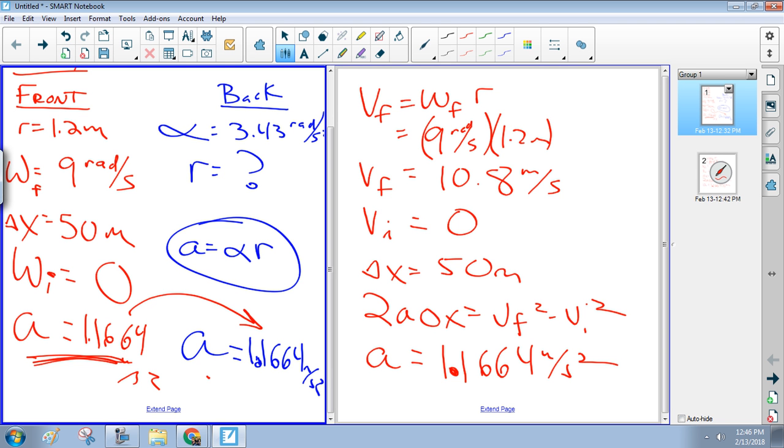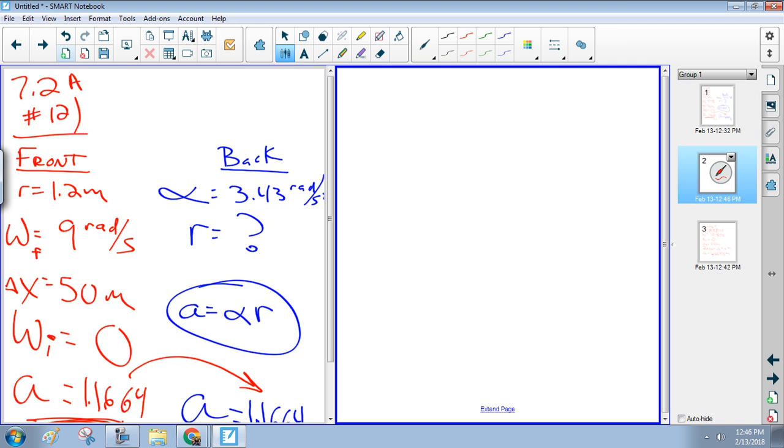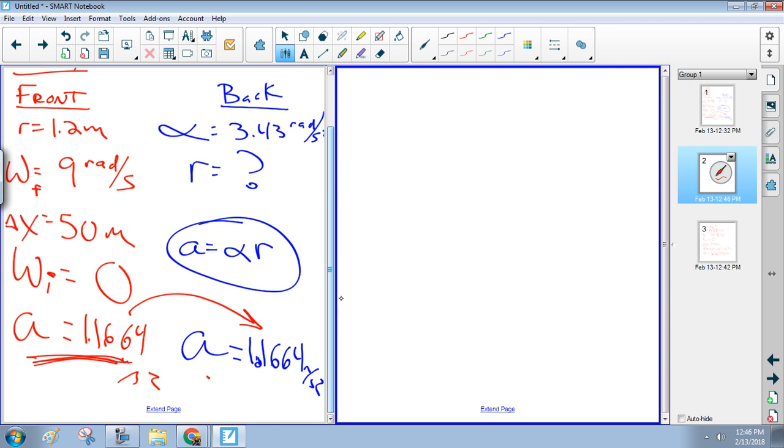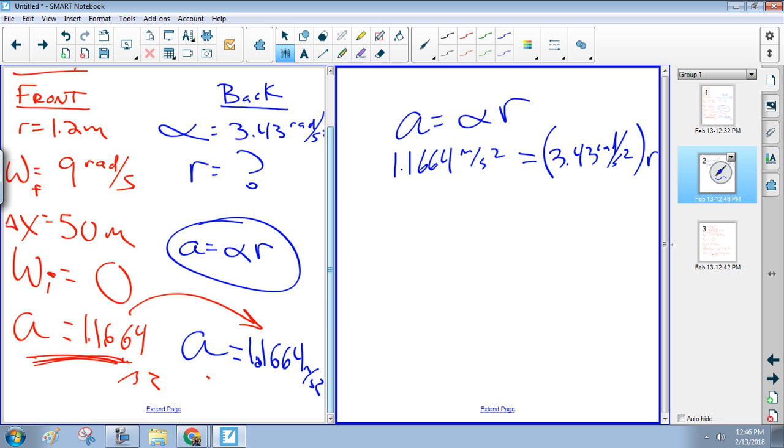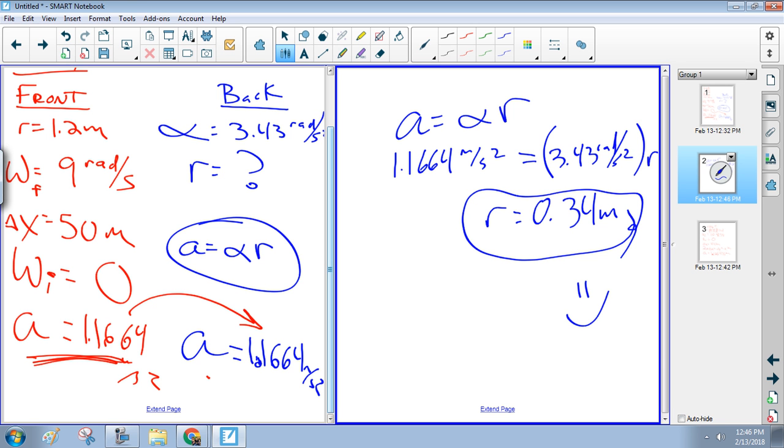And then it already gave you the 3.43, and then you can solve for R. Yeah, exactly. And then you go, oh, now I know a is alpha R. I know my a because I just found it. I know my alpha is 3.43 radians per second squared times R, and divide. And that gives you your R of, what is the answer, you guys? 0.34, thanks. Cool, you guys?